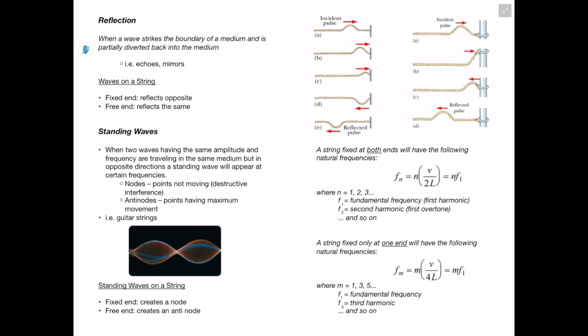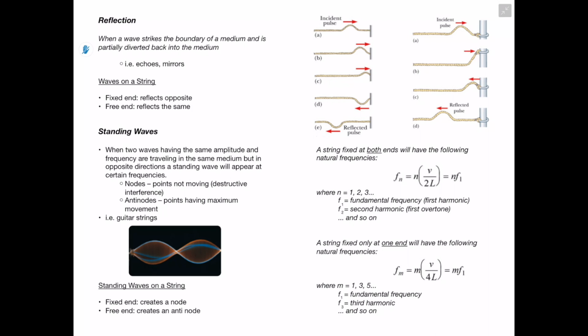Alright guys, next we're going to be talking about reflection, which is basically when a wave strikes the boundary of a medium and is partially diverted back into the medium. So common examples of this would be an echo or a mirror, and when we're talking specifically about strings, when we have a fixed end, it's going to reflect the opposite of our wave, and when we have a free end, it's going to reflect the same wave.